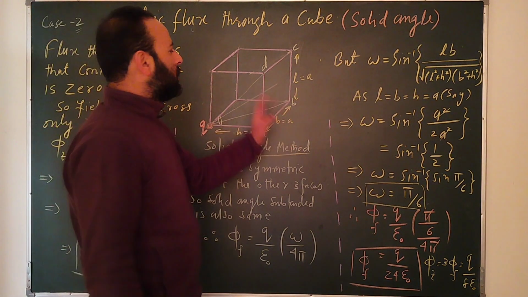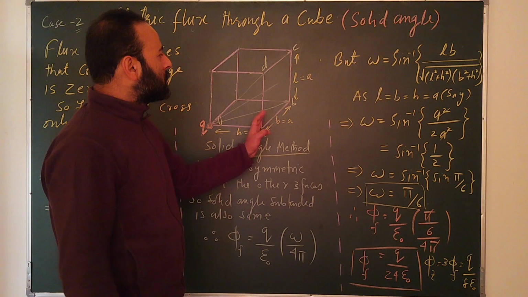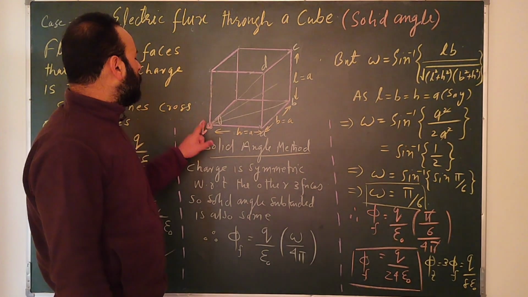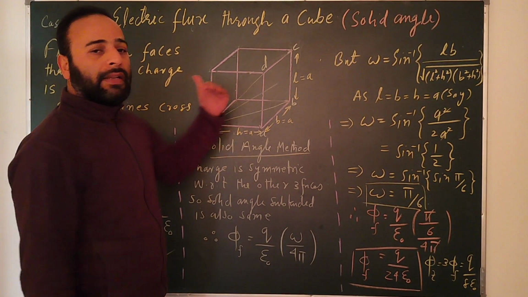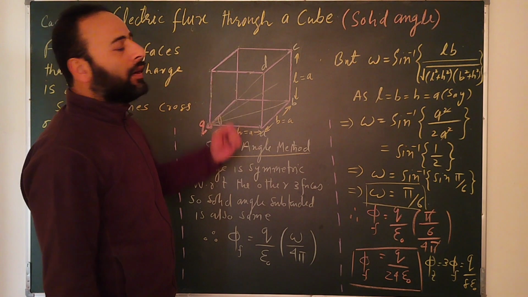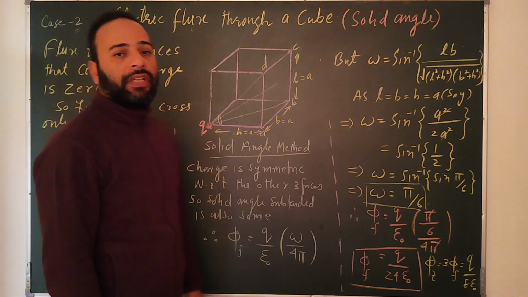This method is more general. We can calculate the electric flux through each face when the charge is resting at different positions. We have taken here the corner. So in the next video, we will take the charge at the face center and calculate what is the flux through each face.